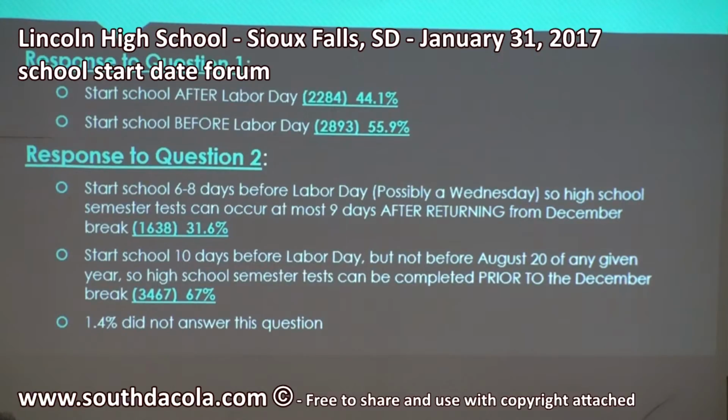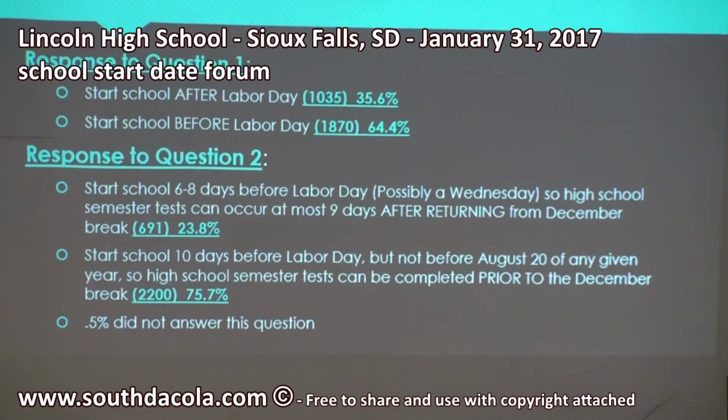So that was the parent response group. The second group that we took information back from was the student survey. In the student survey, there were just under 3,000 respondents. The predominance there, again, was after Labor Day start, about 35.6%. Prior to Labor Day start, 64.4%.